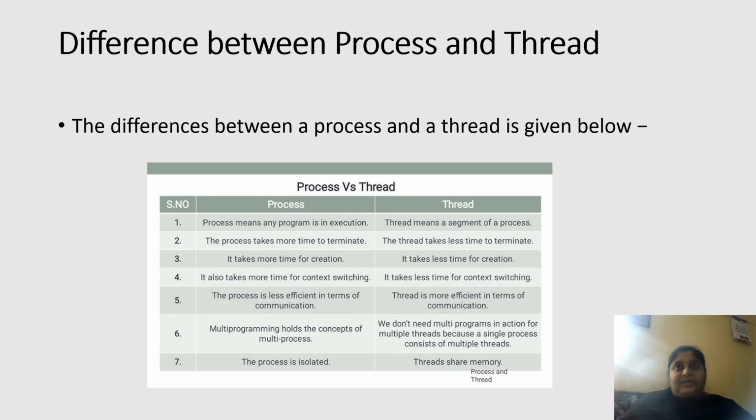Each process will have separate memory. Each process will have a separate address space in the main memory and will start execution in the CPU. But threads share the same memory space of a particular process. So these are the differences between process and thread.